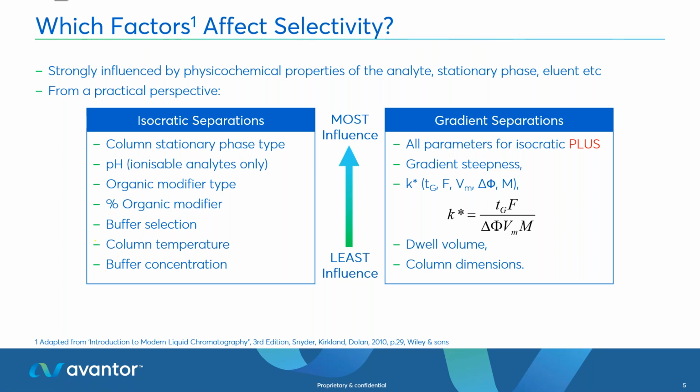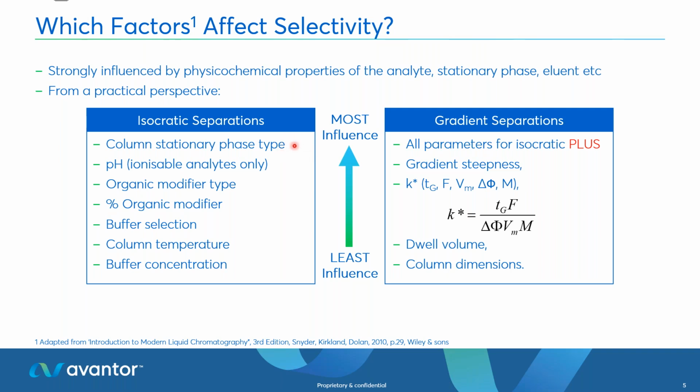So what we've done nicely here is put the factors affecting isocratic separations on the left-hand side of the screen. So on this left-hand side of the screen, you can see those factors affecting isocratic. If you're running a gradient method, so you're changing the percentage of organic, then you also have to consider some additional factors which are shown in this box on the right-hand side. And we've nicely put them in order of the most influential factors.